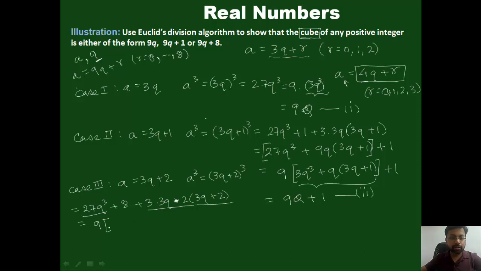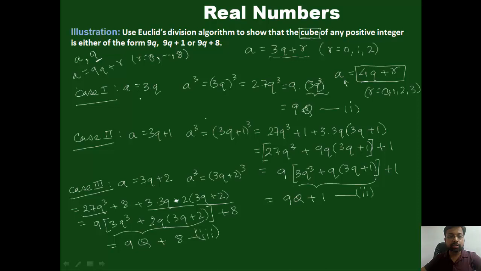You take this entire thing together. Again, you have a 9 common. So you get 3q cube plus 2q into 3q plus 2. All of it will come in big square bracket plus 8. This again is an integer. So this becomes 9q. This whole thing is an integer q. You multiply it with 9. So you have 9q plus 8. Is there any other case that you have to consider for the number a? No, because you have taken b as 3. So the possibilities for the number a are a is equal to 3q, a is equal to 3q plus 1 or a is equal to 3q plus 2.